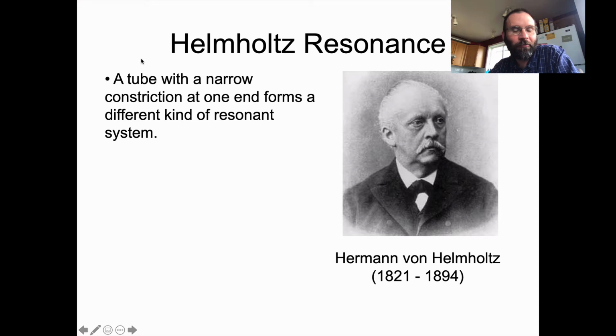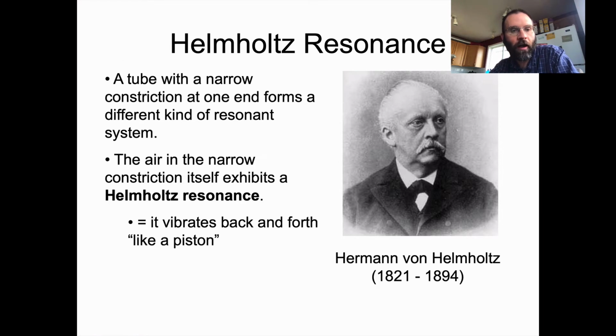And so what he got out of his research, one of the many things he got out of his research, was this observation that a tube that has a narrow constriction at one end forms a different kind of resonance system than the systems we've looked at heretofore. So the air in that narrow constriction will exhibit what's now called a Helmholtz resonance after Mr. von Helmholtz. And that narrow constriction is going to vibrate back and forth like a piston.